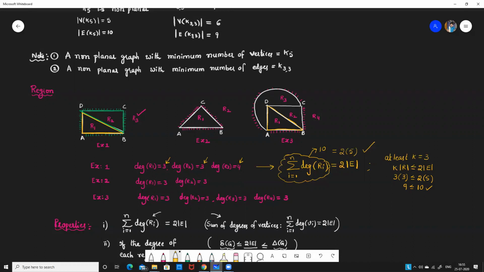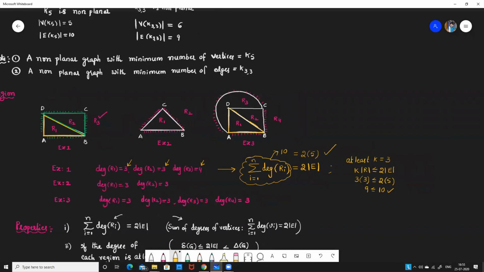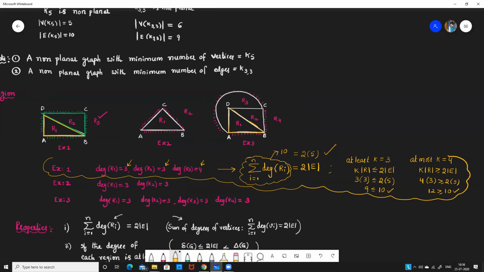Therefore, if I write the same statement, at most k is equal to 4. Now, according to that rule, it must satisfy the condition k into the number of regions must be greater than or equal to 2 times the number of edges. Where k is nothing but here 4. Number of regions, we are having 3 regions. Greater than or equal to 2 into the number of edges, which is 5. Therefore, 12 greater than or equal to 10, which is true, right? So therefore, we successfully proved the statement for example 1. Similarly, you can also verify it for example 2 and example 3. In fact, it is always true.